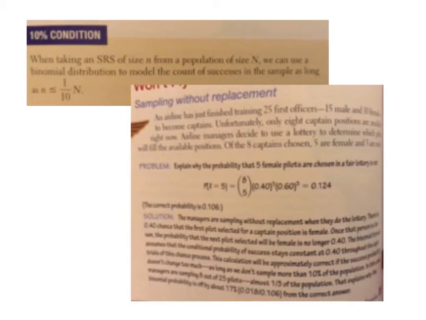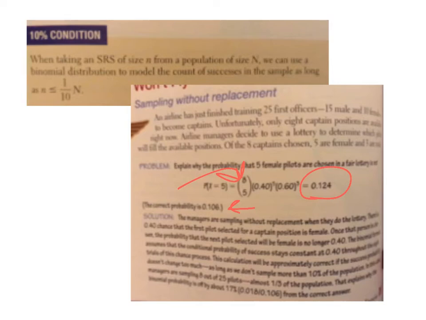is not the probability X equals 5. When I calculate that out, I've got my binomial distribution and my binomial coefficient, and I get a probability of 0.124. My correct probability, however, is 0.106. The reason this doesn't work is because they're sampling without replacement.